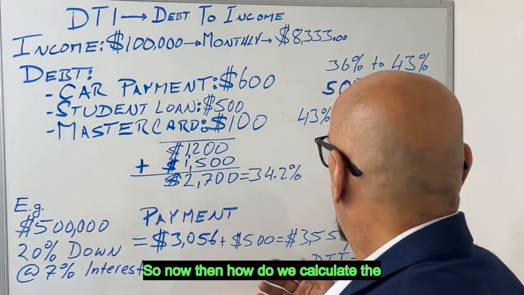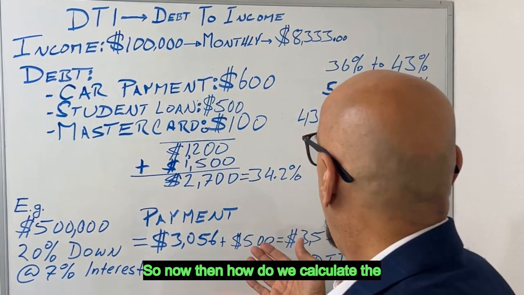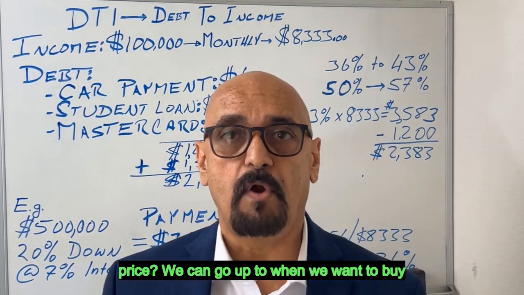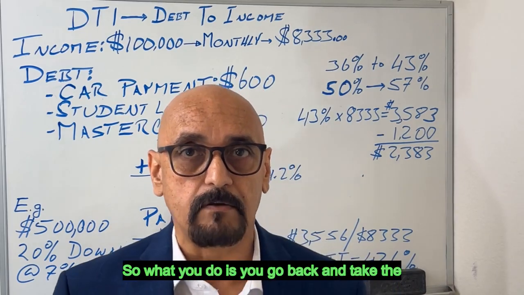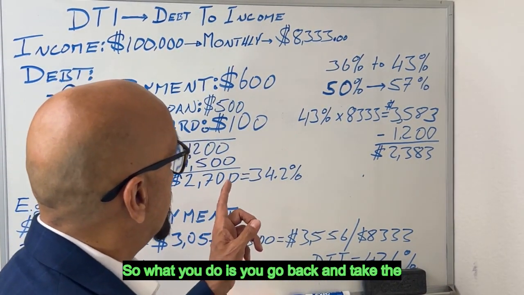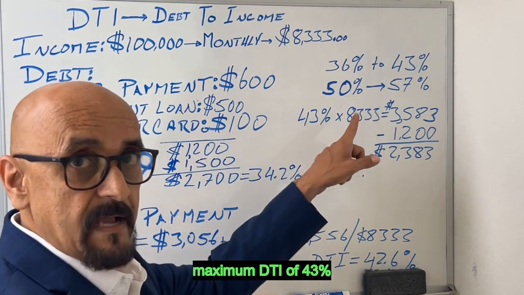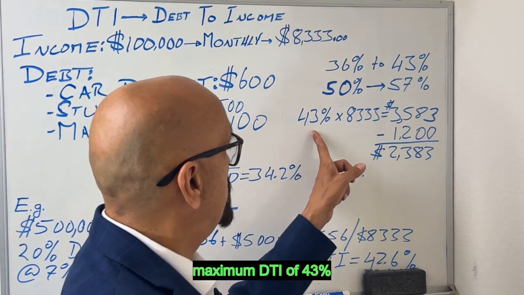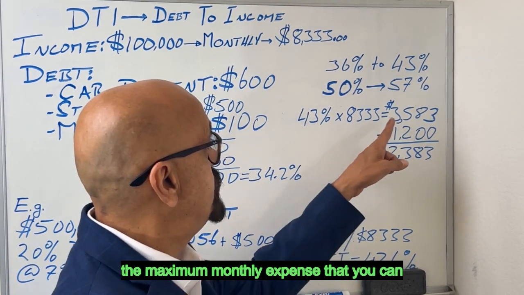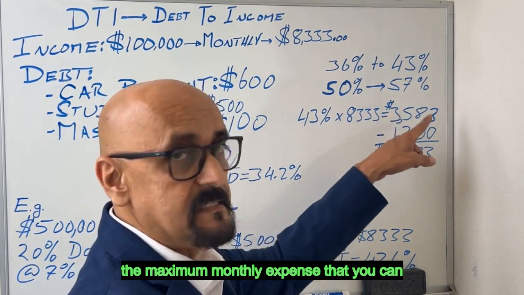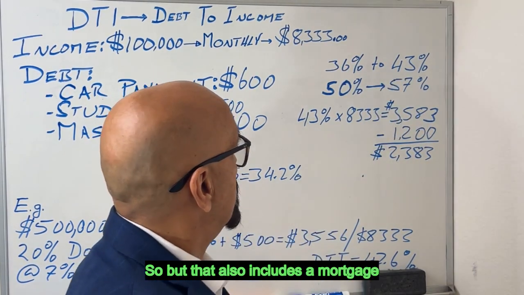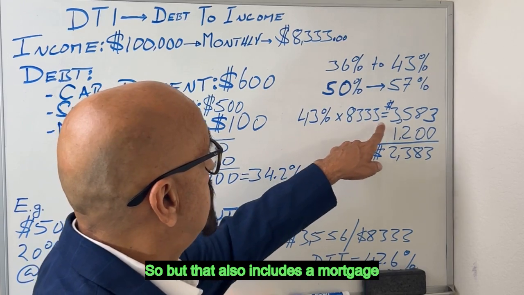So now, how do we calculate the purchase price? What's the maximum purchase price we can go up to when we want to buy a house? So what you do is you go back, and the maximum DTI is 43%. You take 43% of your monthly gross income. That gives you the maximum monthly expense that you can have to meet that requirement. But that also includes a mortgage payment.